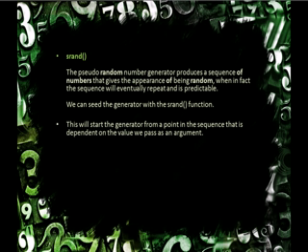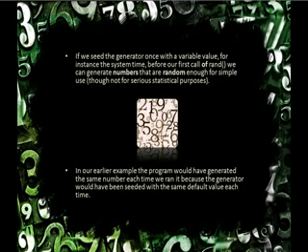srand. The pseudorandom number generator produces a sequence of numbers that gives the appearance of being random when in fact the sequence will eventually repeat and is predictable. We can seed the generator with the srand function. This will start the generator from a point in the sequence that is dependent on the value we pass as an argument. If we seed the generator once with a variable value, for instance the system time, before our first call of rand, we can generate numbers that are random enough for simple use.